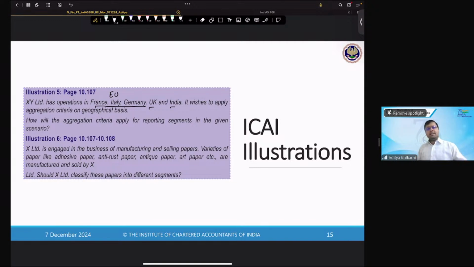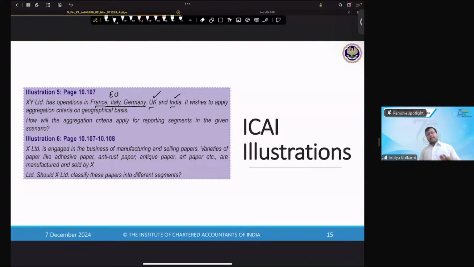Okay, they facilitate cross-border trade, movement of people, jobs, etc. So we can aggregate France, Italy, and Germany. Yes. Brexit happened. Brexit, the UK exited from the European Union, so UK is now independent. I'm not aware of the status, but as far as I remember, Brexit was a major issue in Britain. So UK is separate and India is separate. So I cannot aggregate all into one.